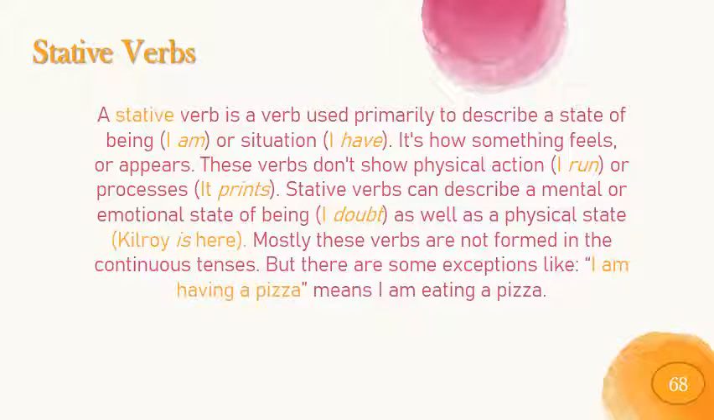But keep in mind, if I'm saying that I'm already holding a pizza in my hand, I have a pizza, then I use the simple present tense. But if I want to express that I'm eating the pizza now, I can say I'm having a pizza.